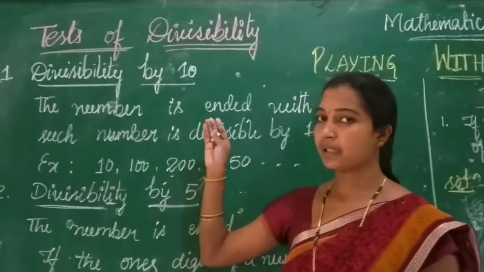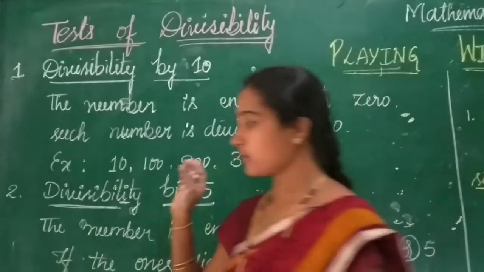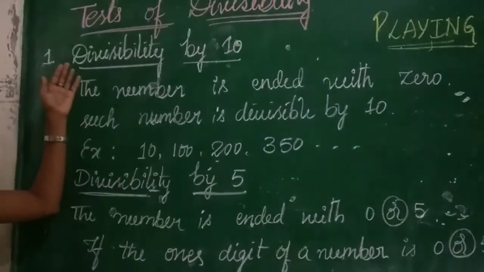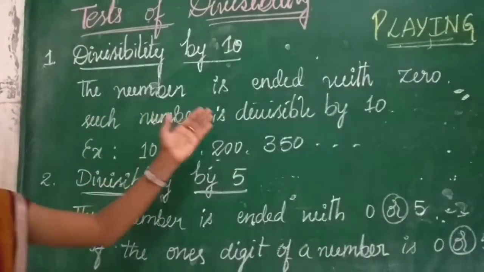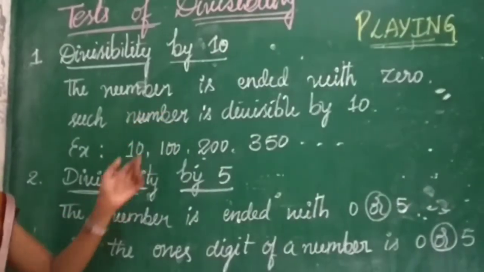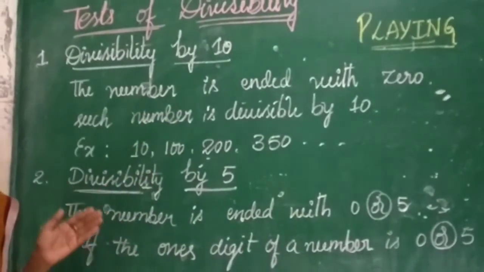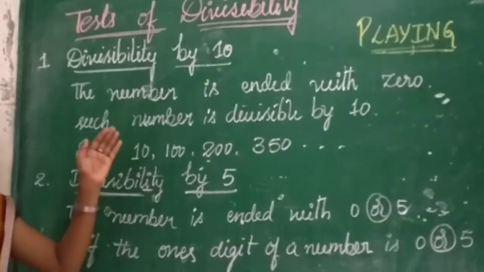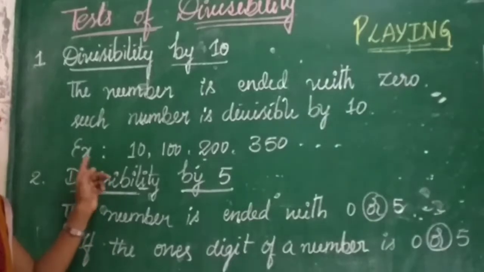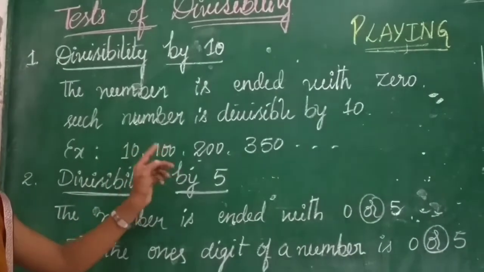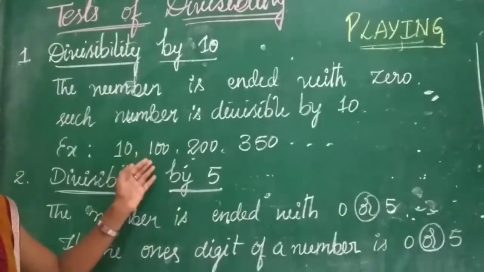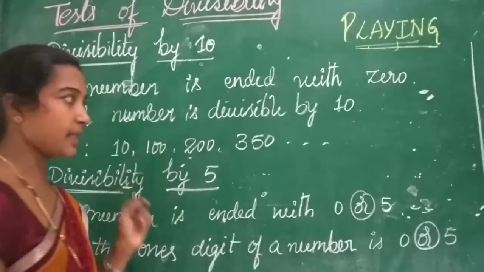The divisibility test. Now let us come to the first one. Divisibility by 10. According to this rule, if the number ends with 0, such a number is divisible by 10. Otherwise, the multiples of 10 are completely divisible by 10. See children here, for example, 10, 100, 200, all are multiples of 10. Otherwise, they have 0 in their unit place.